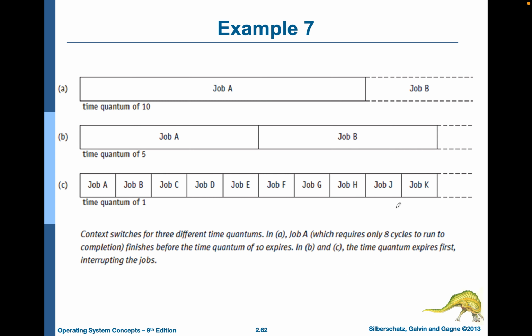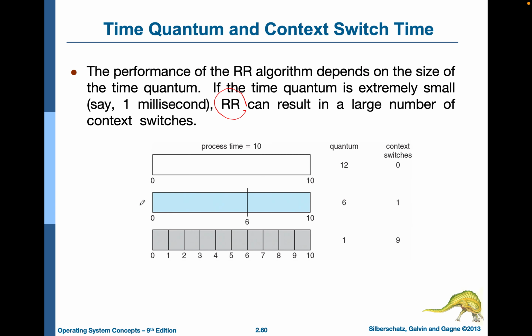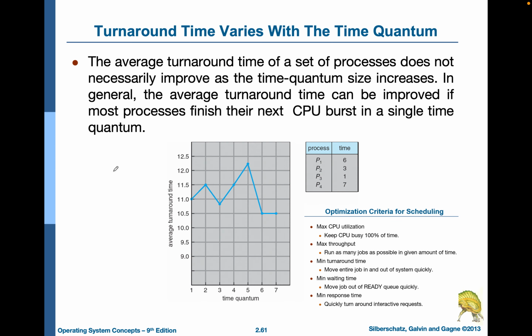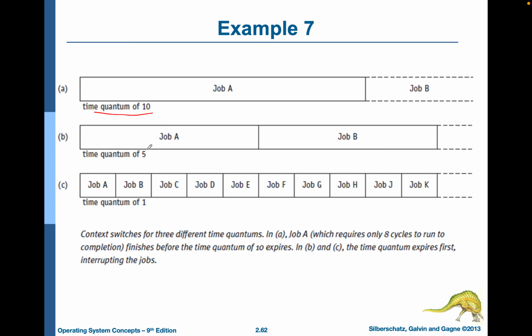Let's see example 7 here, in terms of A, B, and C. Let's say the time quantum in example A is 10, while the time quantum for case B is 5, and another one is 1. This is similar to the example here, but slightly different. Just now it was 6, now it's 5, but it's okay.